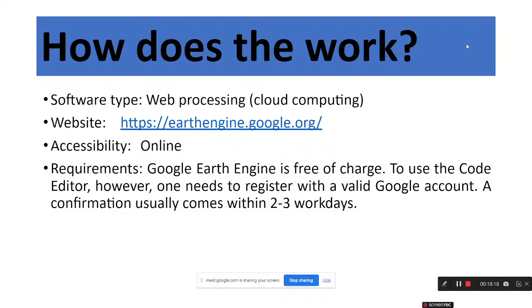As a requirement, you just need to register with your valid Google account. When you get the confirmation, you can easily use their code editor. This code editor is the JavaScript API code editor, and in it we can write only JavaScript. It doesn't support Python or R, but we can also run Google Earth Engine using Python as well as R programming language.